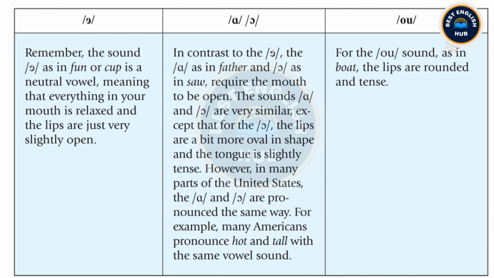The ah and the aw sounds. In contrast to the uh sound, the ah and the aw sounds, as in father and saw, require the mouth to be open. Ah and aw are very similar sounds, except for the aw, the lips are a little bit more oval in shape and the tongue is slightly tense. However, in many parts of the United States, the ah and aw are pronounced the same. For example, many Americans pronounce hot and tall with the same vowel sound. The o sound. For the o sound, as in boat, the lips are rounded and tense.